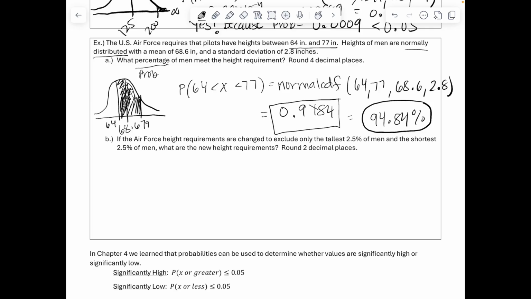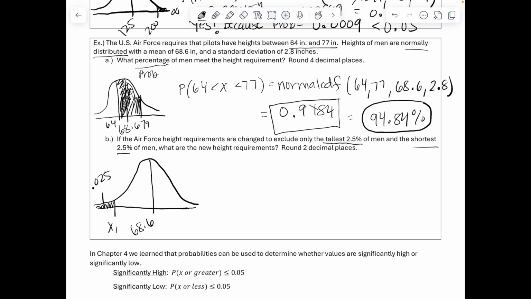Part B says if the Air Force height requirement are changed to exclude only the tallest 2.5% of men and the shortest 2.5% of men, what will the new height requirements be? Round to 2 decimal places. So again, we want the tallest 2.5% and the shortest 2.5% to be excluded. So drawing our normal curve and putting our mean in the middle, which is 68.6. The shortest 2.5%, I'm going to call x1. So this little area is going to be 0.025.